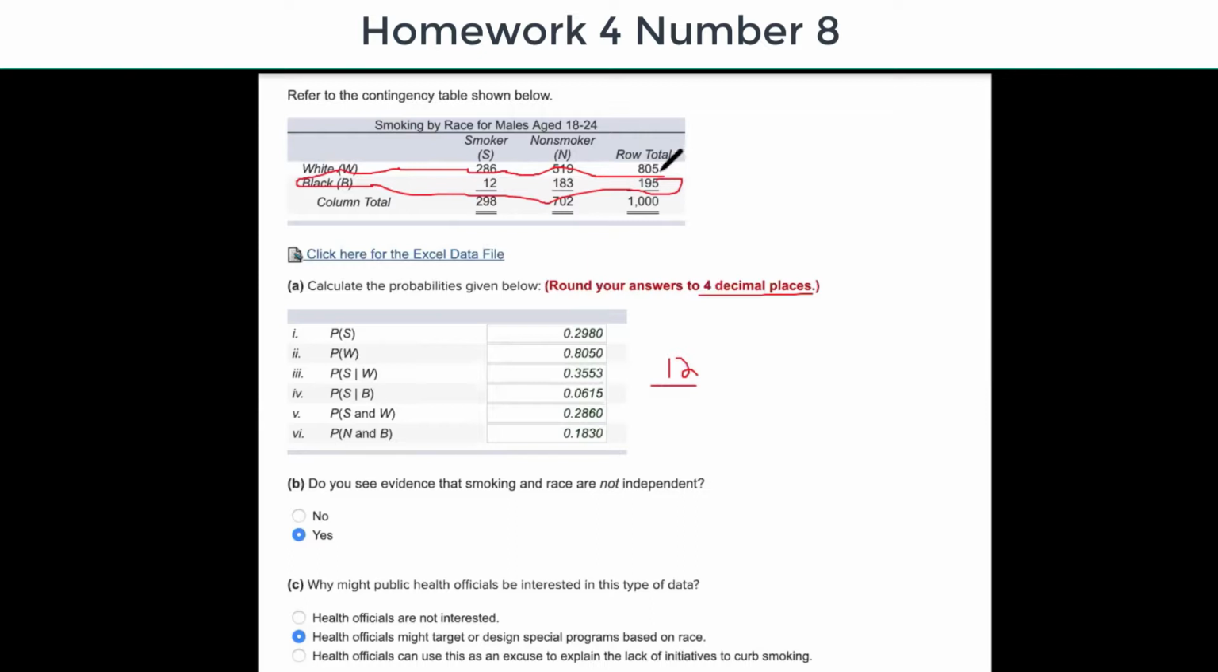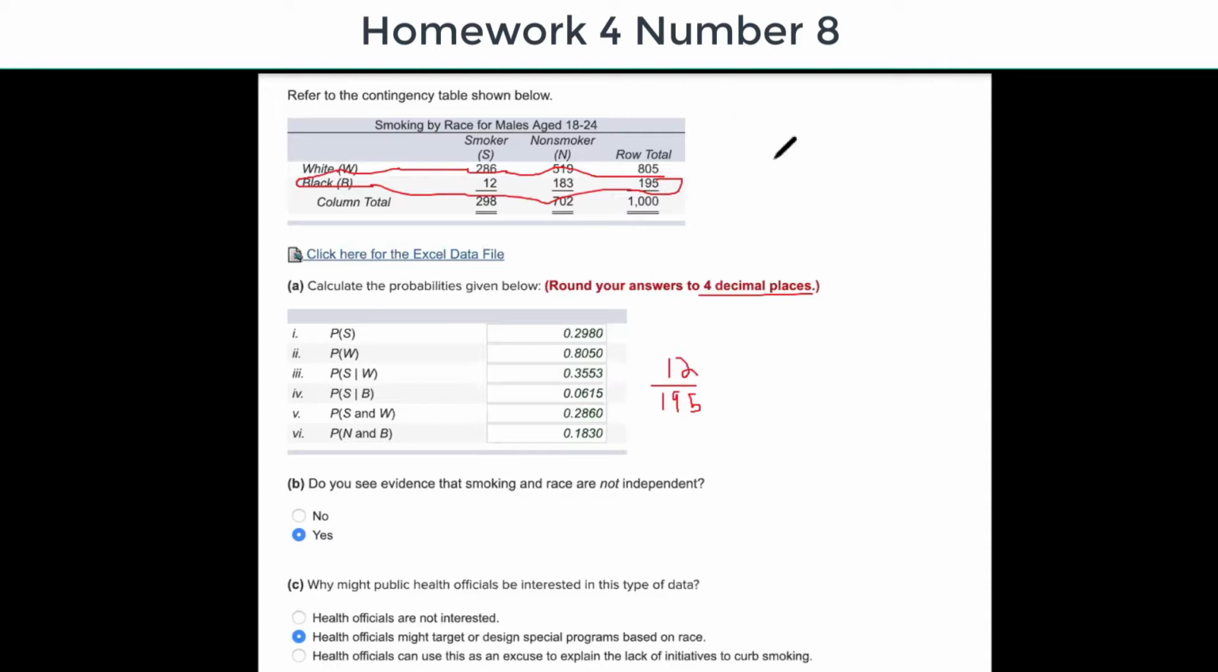And my total is 195. So it's going to be 12 over 195. So you're going to go ahead and divide 12 by 195. And again, make sure to round to 4 decimal places. So we're going to get 0.0615. Okay, so that's how you get those 2 answers.